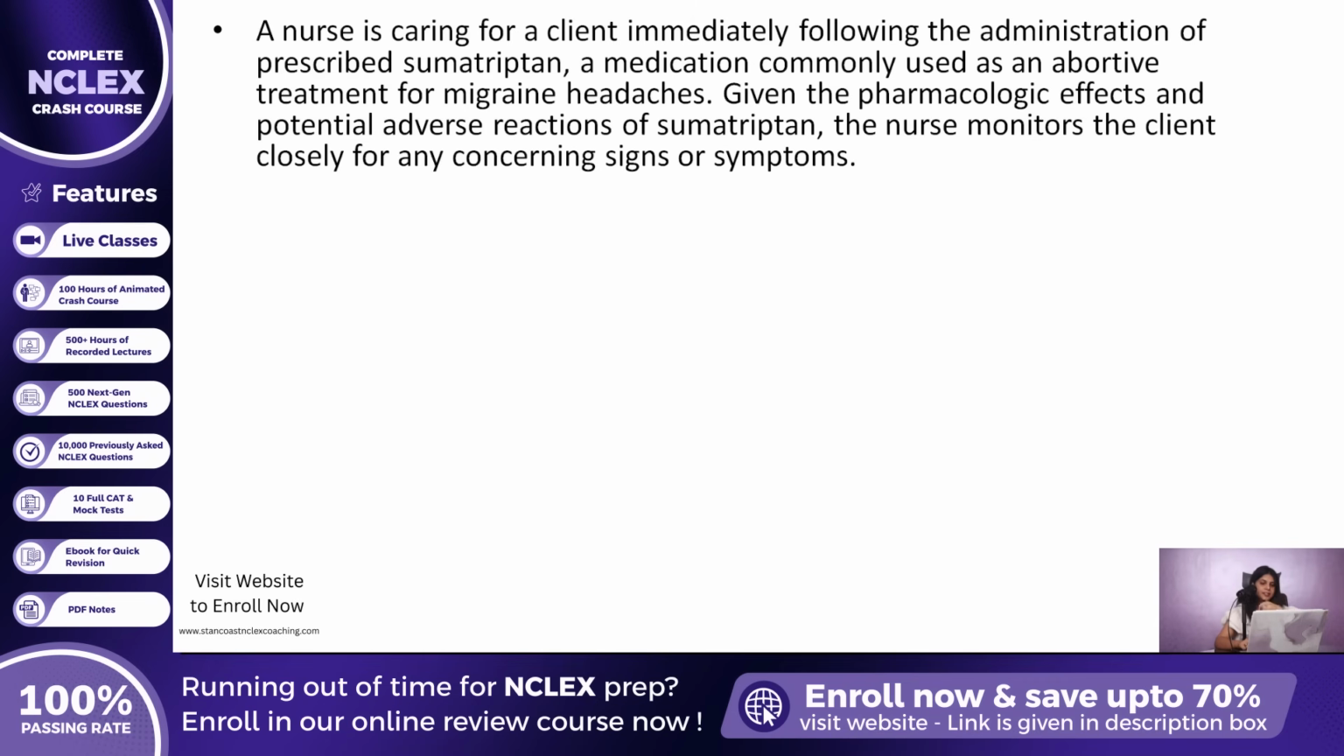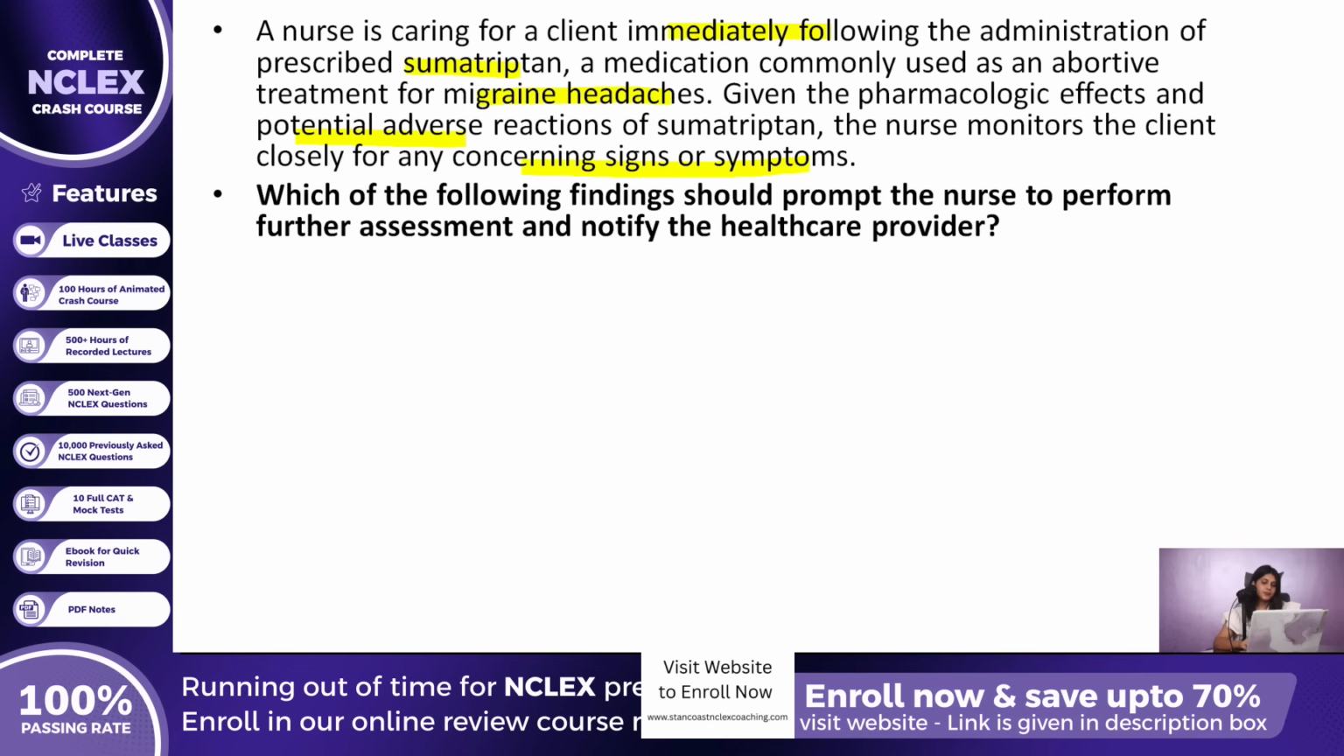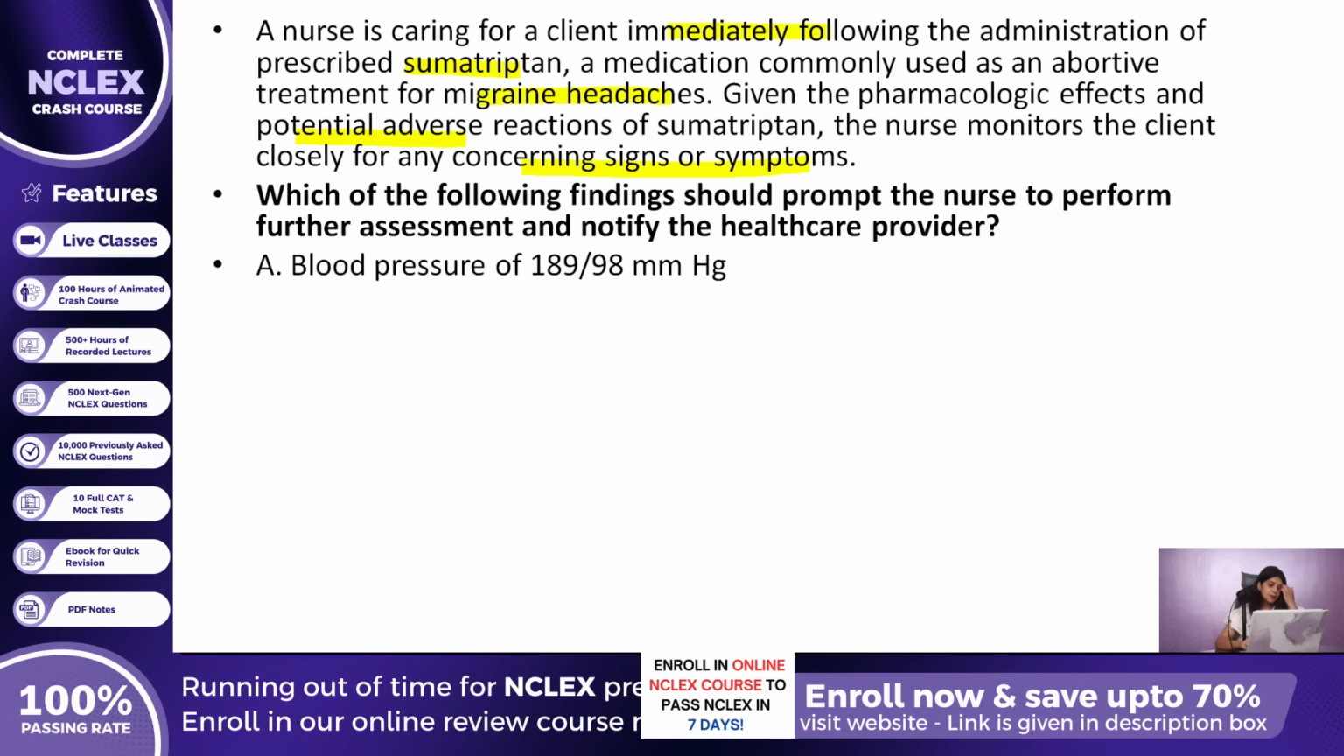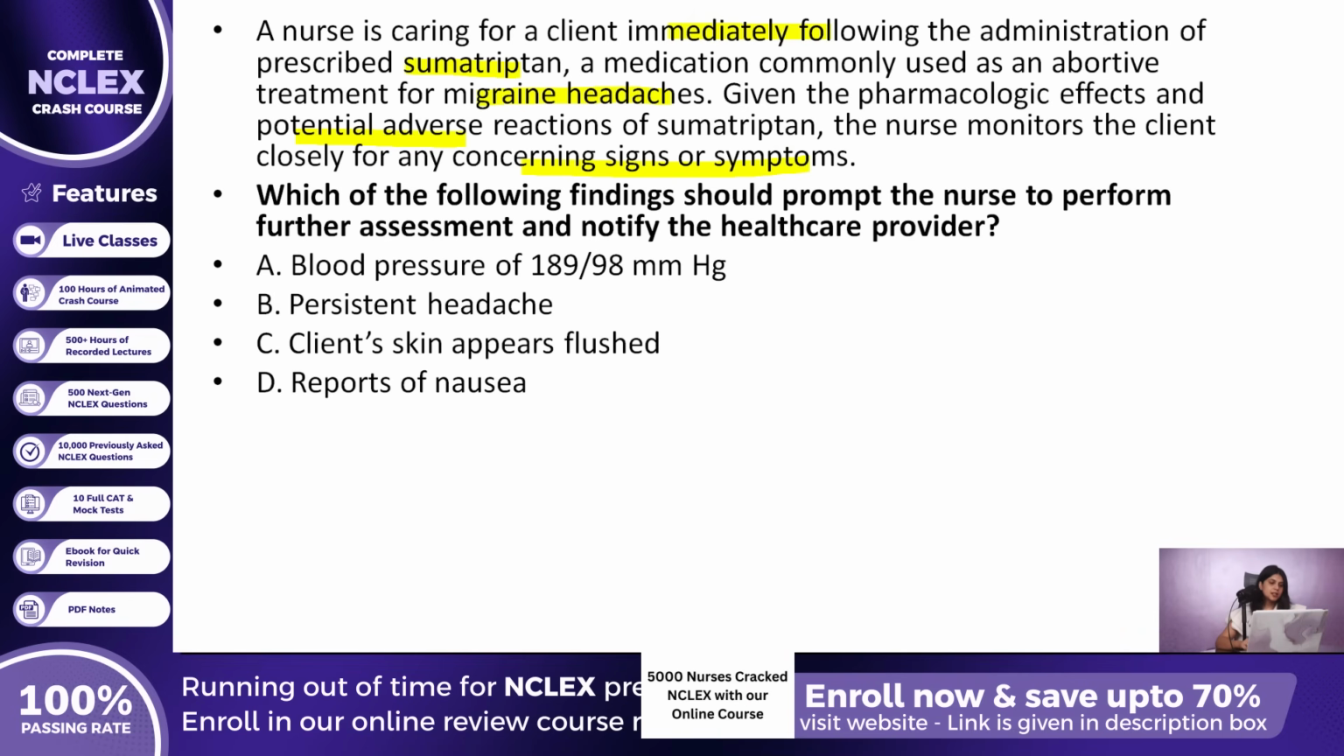18. A nurse is caring for a client immediately after administering sumatriptan, a medication used to abort migraine headaches. Given sumatriptan's pharmacologic effects and possible side effects, the nurse closely monitors the client for any concerning signs. The question is, which findings should prompt further assessment and notification of the healthcare provider? The options are A, a blood pressure of 189/98 millimeters of mercury, B, persistent headache, C, flushed skin, and D, reports of nausea. The correct answer is A.